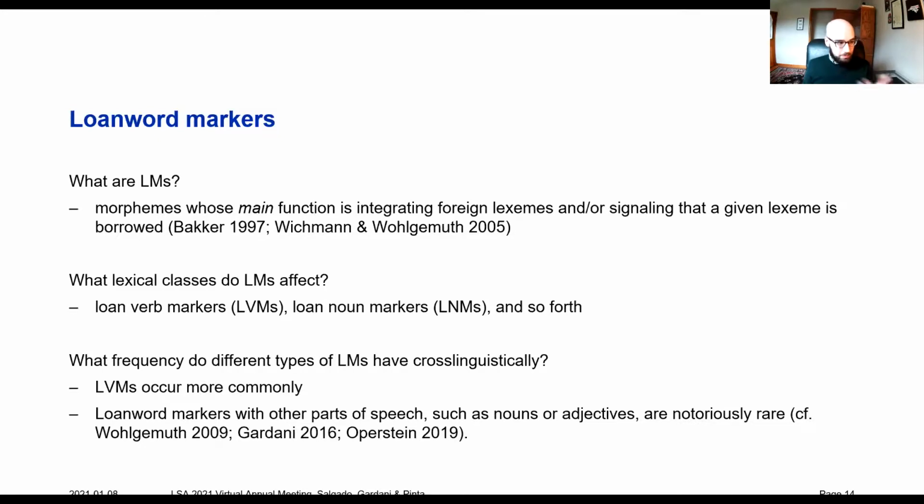So what frequency do we see? It occurs most commonly in verbs, and this has been noted by all kinds of authors, that loanword markers on nouns and adjectives and adverbs and the like are cross-linguistically extremely rare.